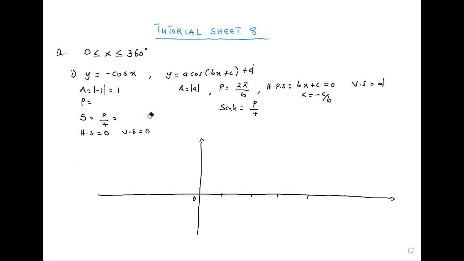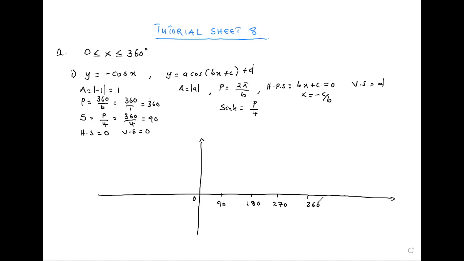So the period is 360 over b, which is 360 over 1. So we get 360. And the scale, we divide 360 by 4. So we get 90. So when we start from 0, we go to 90. 90 plus 90, 180 plus 90, 270 plus 90, 360. So you must sketch only up to 360.